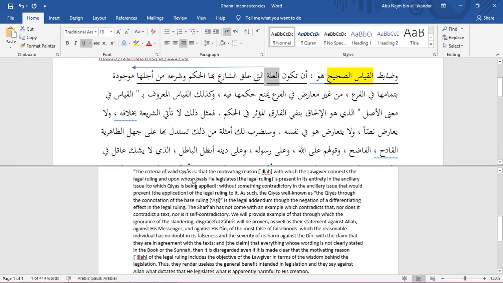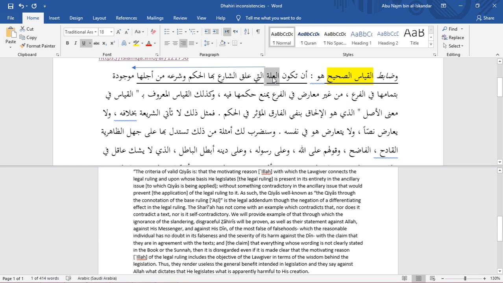The criteria of valid qiyas is that the motivating reason with which the lawgiver connects the legal ruling and upon whose basis he legislates the legal ruling is present in its entirety in the ancillary issue to which the qiyas is being applied. Now, this is very legal terminology. It's very, very legal. It's very technical terminology, but this is usul.